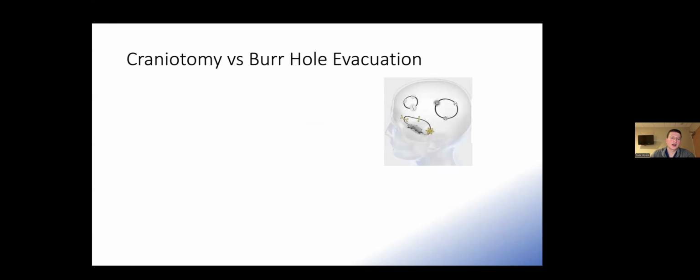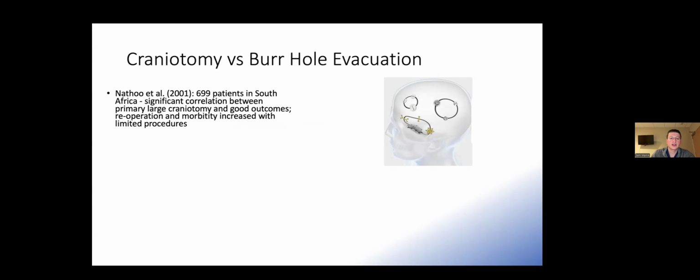So a big question throughout the literature is how do we evacuate these empyemas? Should we go with a larger craniotomy or something smaller, more minimalistic, like a burr evacuation? And throughout the literature, the answers are pretty stable that larger is better for outcome and is necessary.